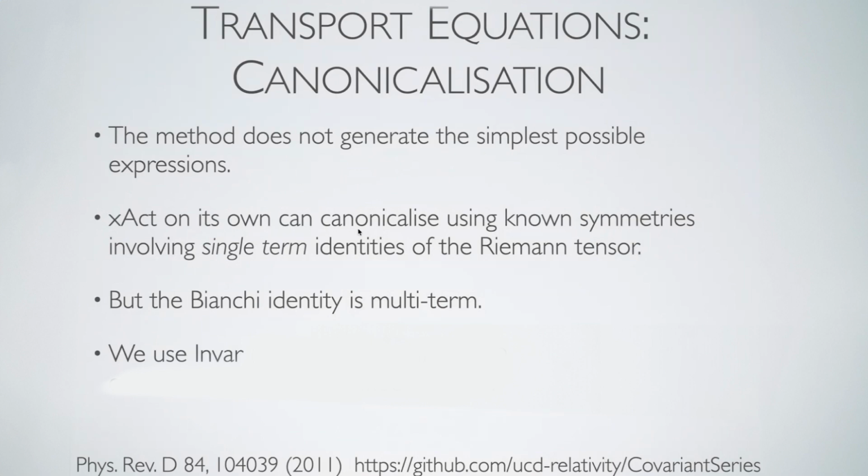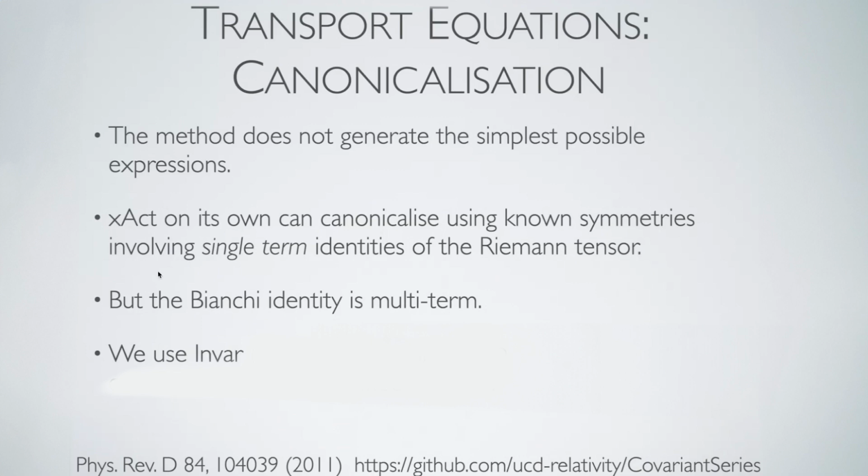does very well with canonicalization, but it only knows about single-term identities of the Riemann tensor, effectively. So any symmetries of the Riemann tensor relating more than one term to another, 3 terms, for example, are not captured by the algorithms built into xAct. And unfortunately, the Riemann tensor actually has an additional symmetry, which is the Bianchi identity. And this is a relation between 3 Riemann tensors.